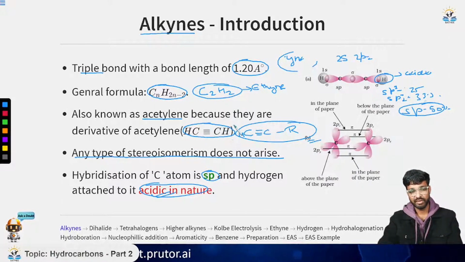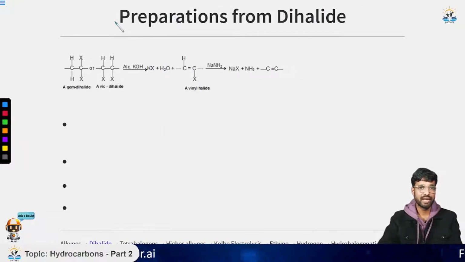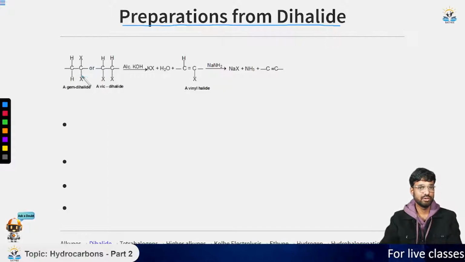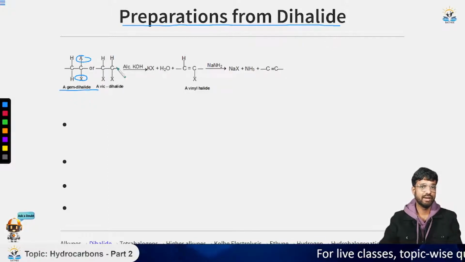Now let us move to the preparation. First we will start from dihalides. Two cases can arise for dihalides: both of the halogens can be on the same carbon, in which case they are called gem dihalides, and if they are on different carbons, then they are called vic dihalides.